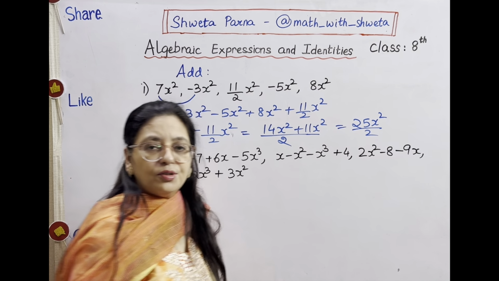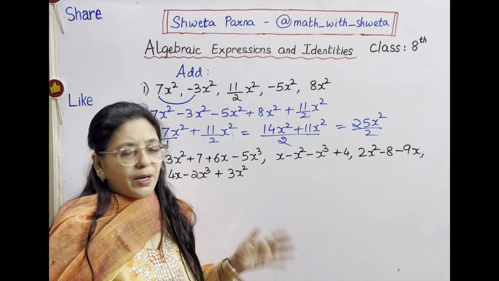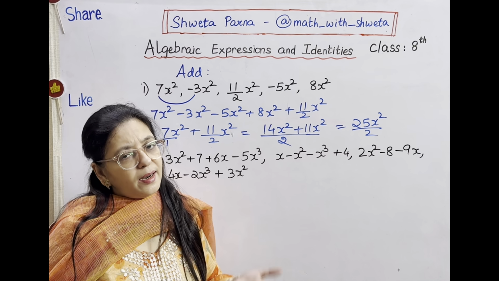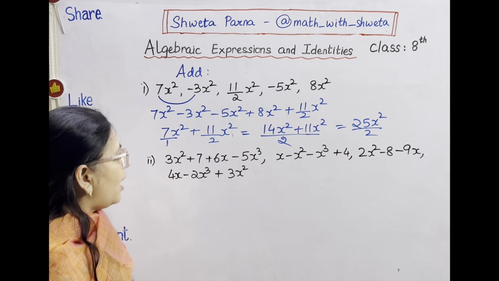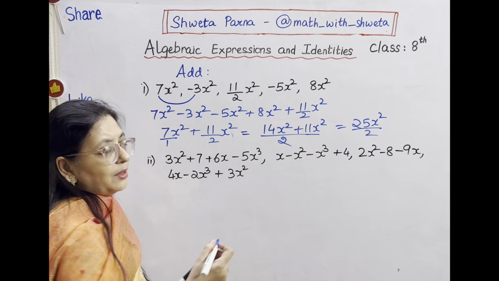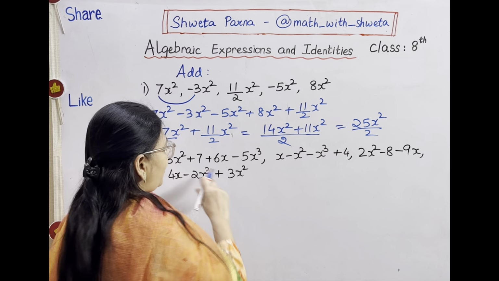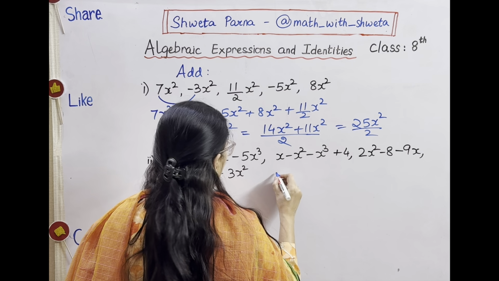Okay. Now what if an expression is given to you? If an expression is given to you, there are 2 ways where you can solve. One using the horizontal method and the other using the vertical method. I'll show you both. So first let's do the vertical method. The vertical method is a column method. I will first write the first expression the way it is.